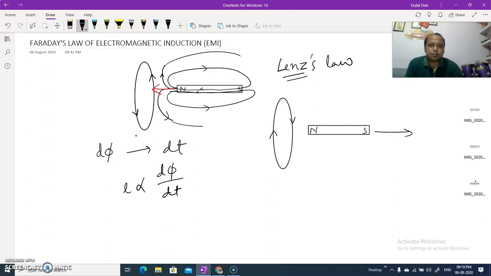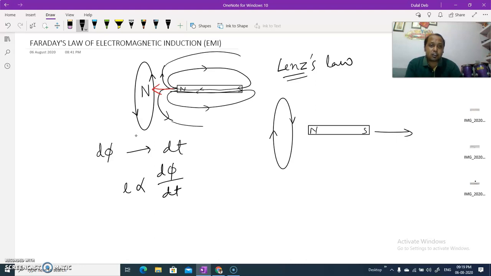Now the cause which produces it, suppose you consider here the first diagram in which the north pole is brought near the coil. So when the north pole is brought near the coil, to oppose the north pole reaching near this, a north pole has to be produced here. So you can see that the direction of current is taken as anti-clockwise. So the direction of current is decided by the direction in which it opposes the cause which produces it.